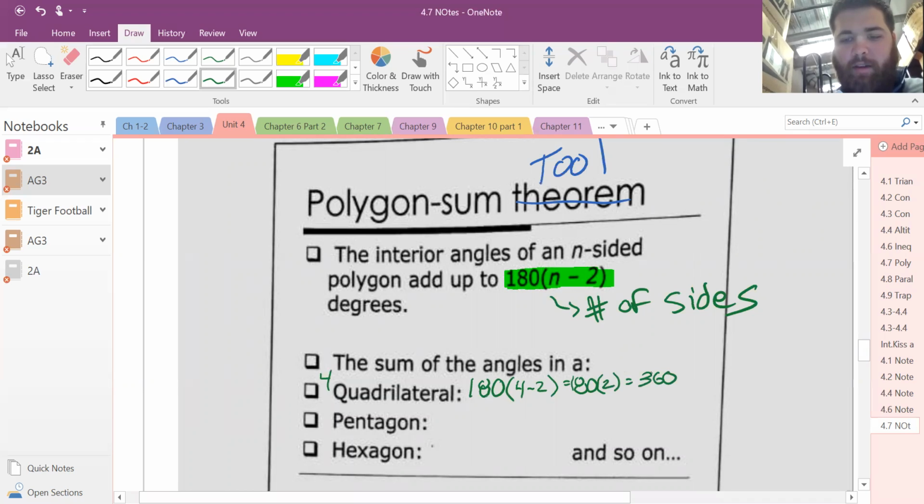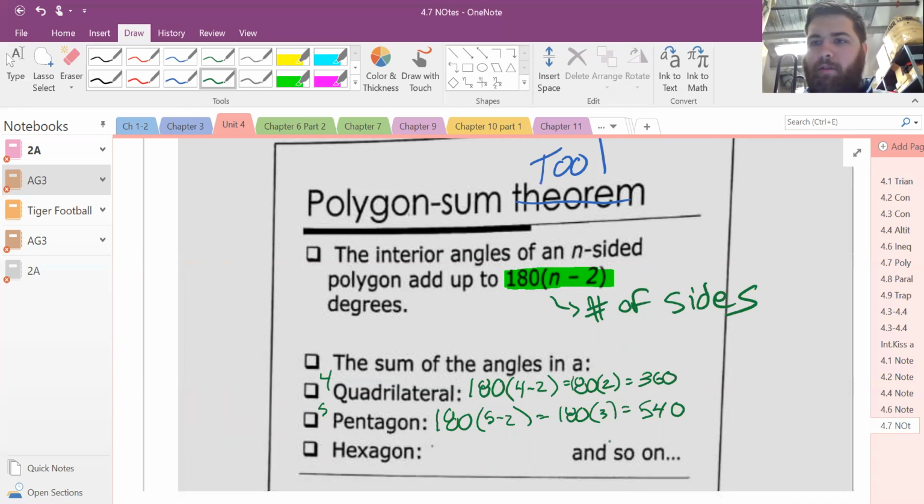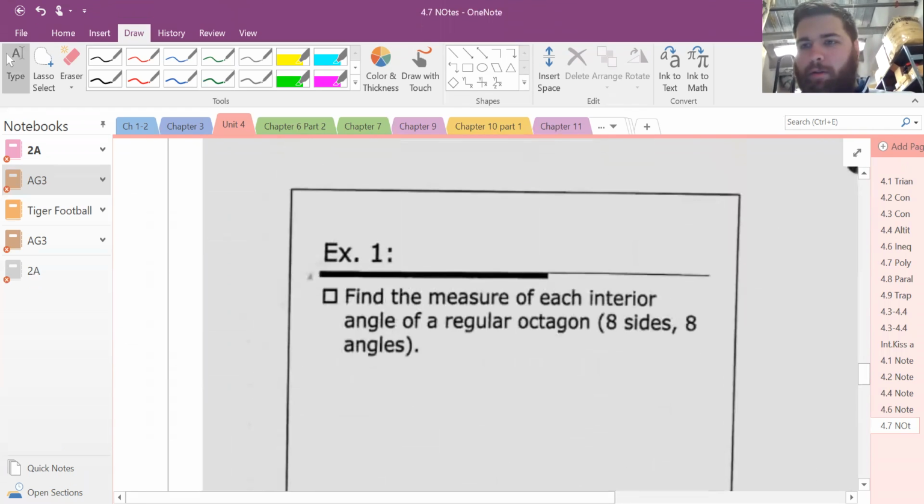equals 360. A pentagon would be 5, so 180 times 5 minus 2, because that's my new n. So 180 times 3, I believe, is 540. Then hexagon would be 6. You just keep going and going. We'll work with some problems, but these you will start to memorize. Pentagon is 540, quadrilateral is 360. You'll start to get those down without having to figure them out. Okay, find the measure of each interior angle of a regular octagon. 8 sides, 8 angles. Remember, it's regular.